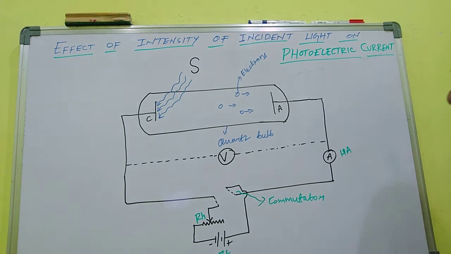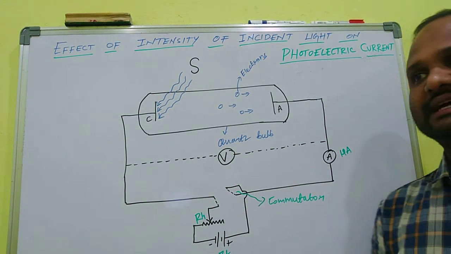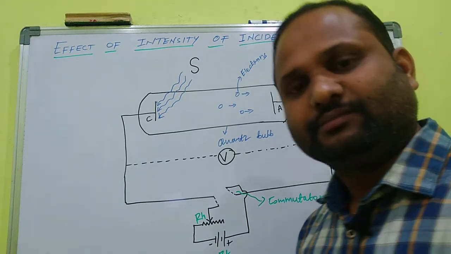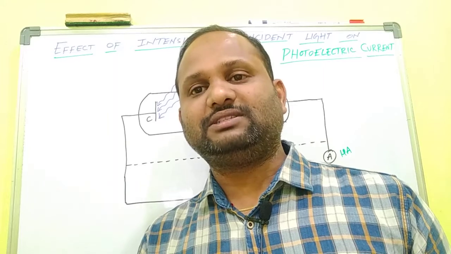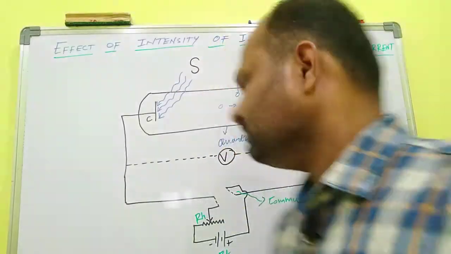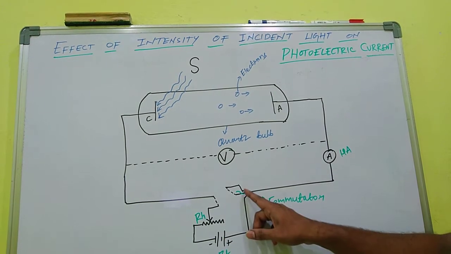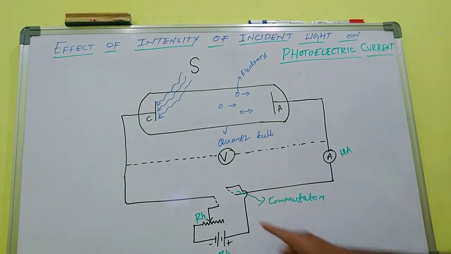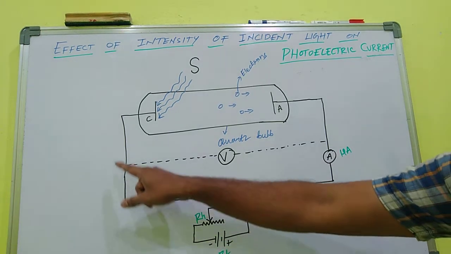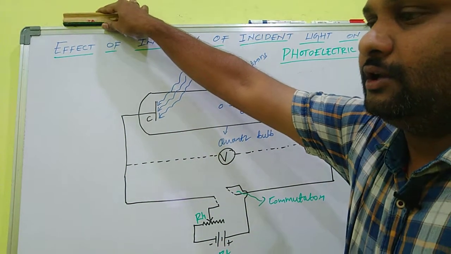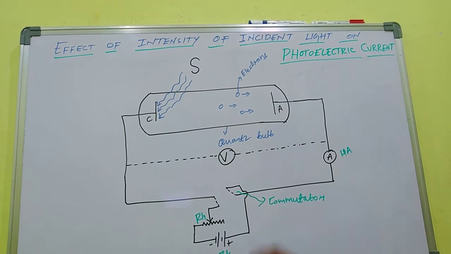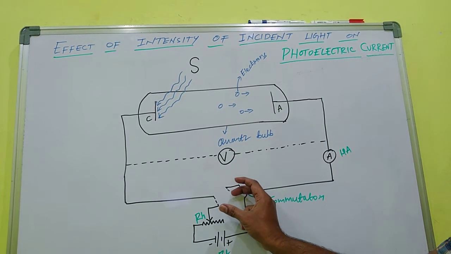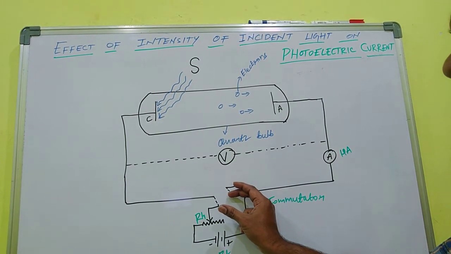Then what is this arrangement known as? This arrangement is a commutator. Commutator means reversing the direction of current by reversing the terminals of the potential difference. Now the positive terminal of the battery is connected to the anode and the negative terminal of the battery is connected to the cathode. If we want to reverse the direction of current, we can rotate the commutator. A commutator is a device which reverses the direction of current.